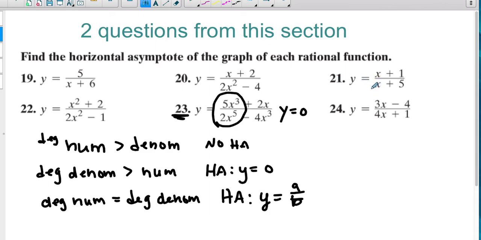We'll look at 21. Both of these have degree 1. So that means the degrees are the same. So your horizontal asymptote is going to be 1 over 1, which is just 1. All right, look at 24. Here's the terms that we're looking at. They're the same degree because that's degree 1, degree 1. So then your horizontal asymptote is just your coefficients. And there you go. All right, that's a wrap.